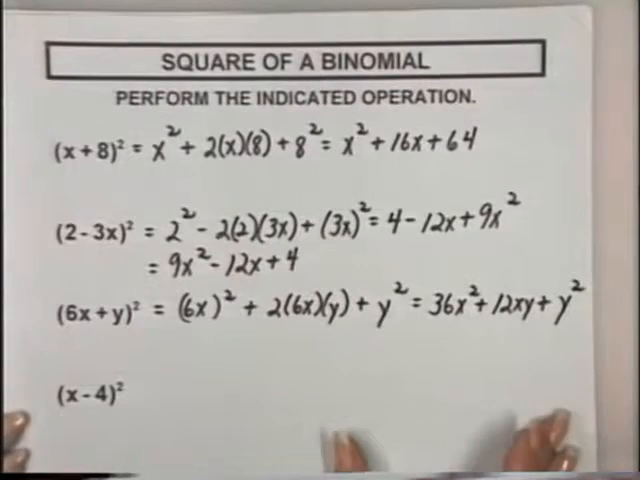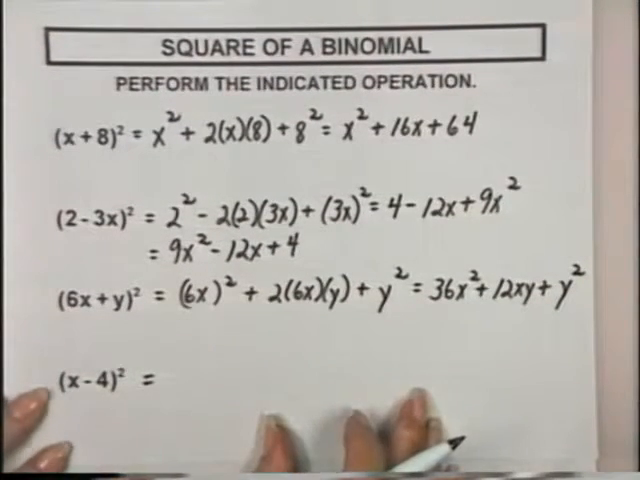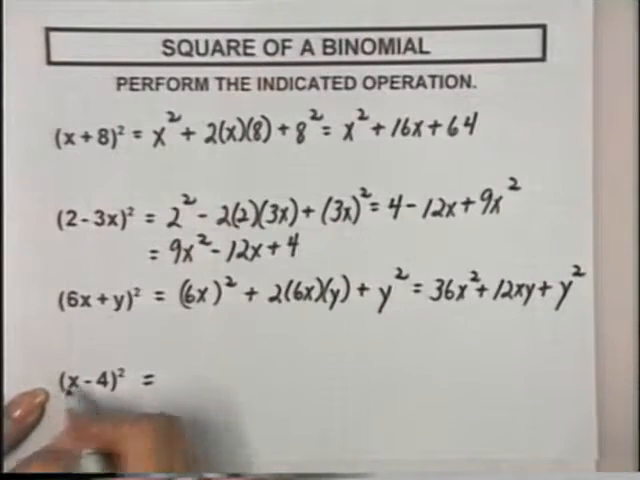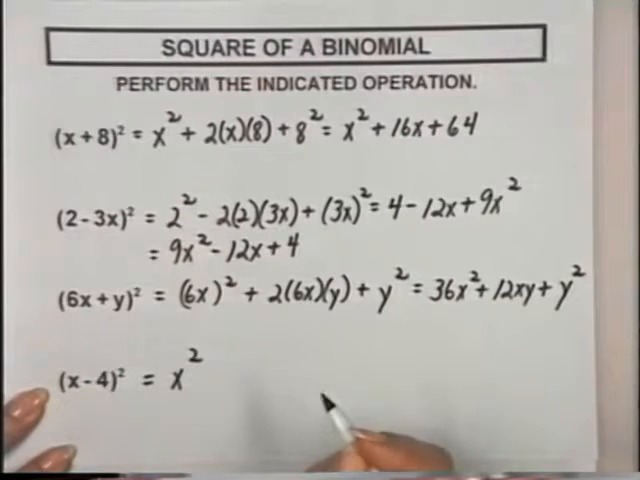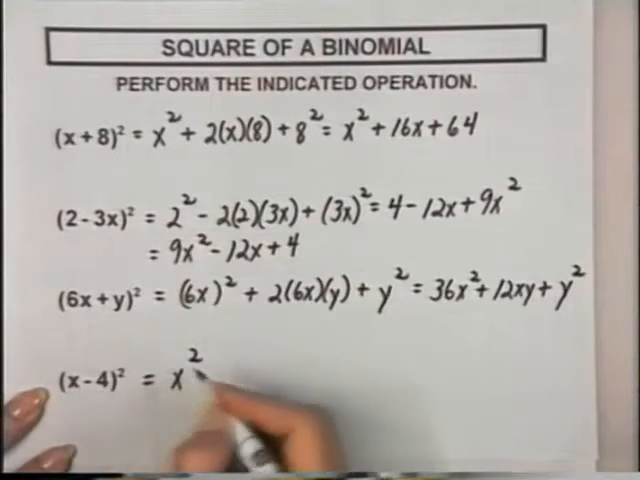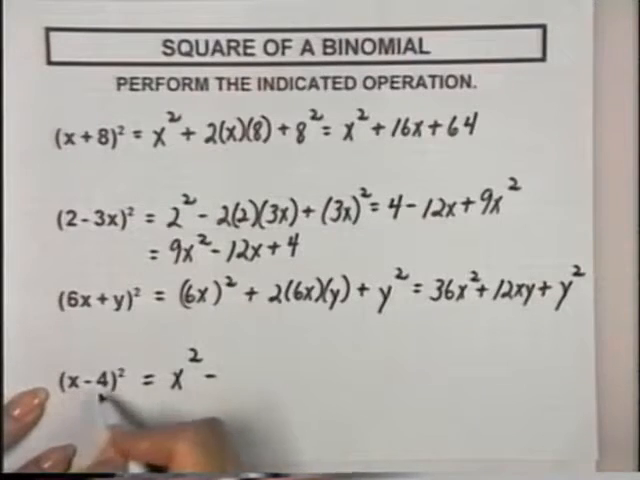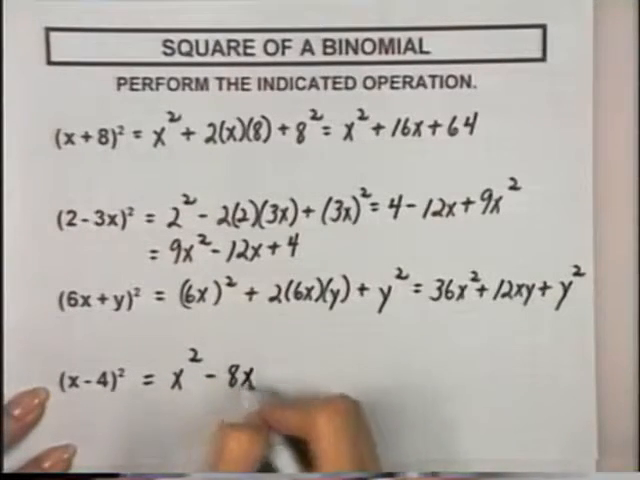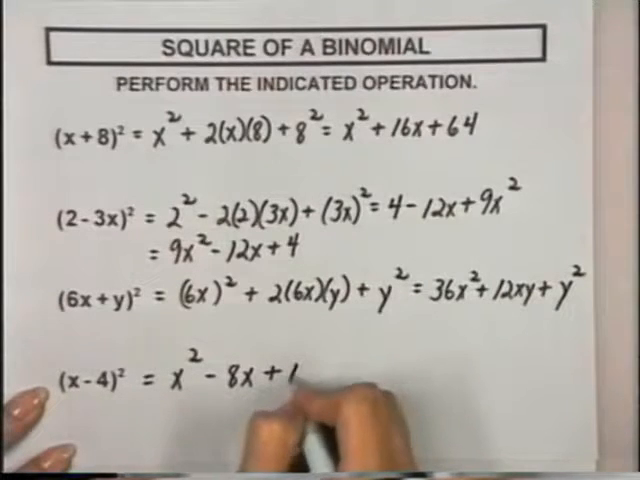For this problem, let's work it without writing the middle step. Let's square the first term. x squared is simply x squared. For the middle term, a positive times a negative will give us a negative. We may think 2 times x times 4 will give us 8x. And for the last term, we will square the 4.